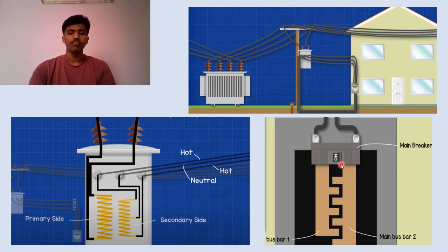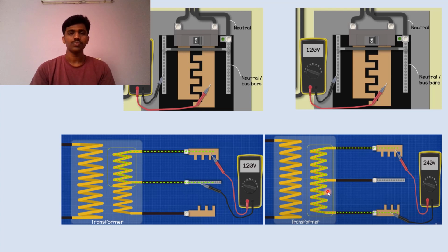And out of this main breaker you can observe two bus bars, and these two bus bars are generally copper plates which are used to provide electricity to the circuit breakers. And if you measure between these two circuit breakers, then you will get 240 volts. But there is a thing in it.